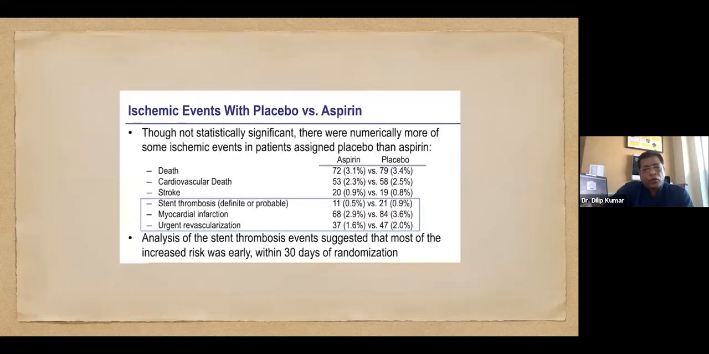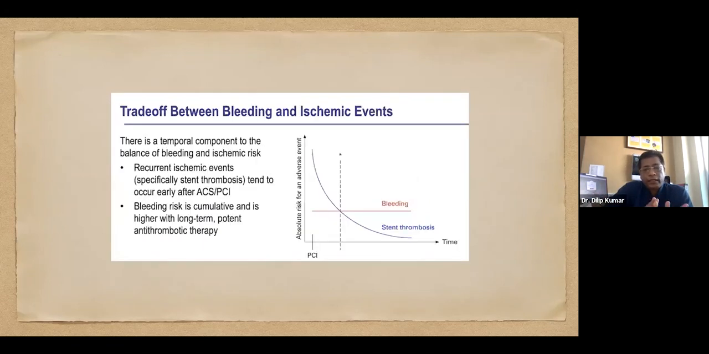So overall, the first thing is ischemic events happen much less frequently compared to bleeding events, and that is why most of the trials are underpowered for ischemic endpoints. Stent thrombosis, myocardial infarction, urgent revascularization were more or less similar in the aspirin plus placebo arm. It was very clear with this trial that the thrombotic events, especially stent thrombosis, were confined the majority of the time within 30 days of randomization. And after 30 days, the ischemic events were lesser.